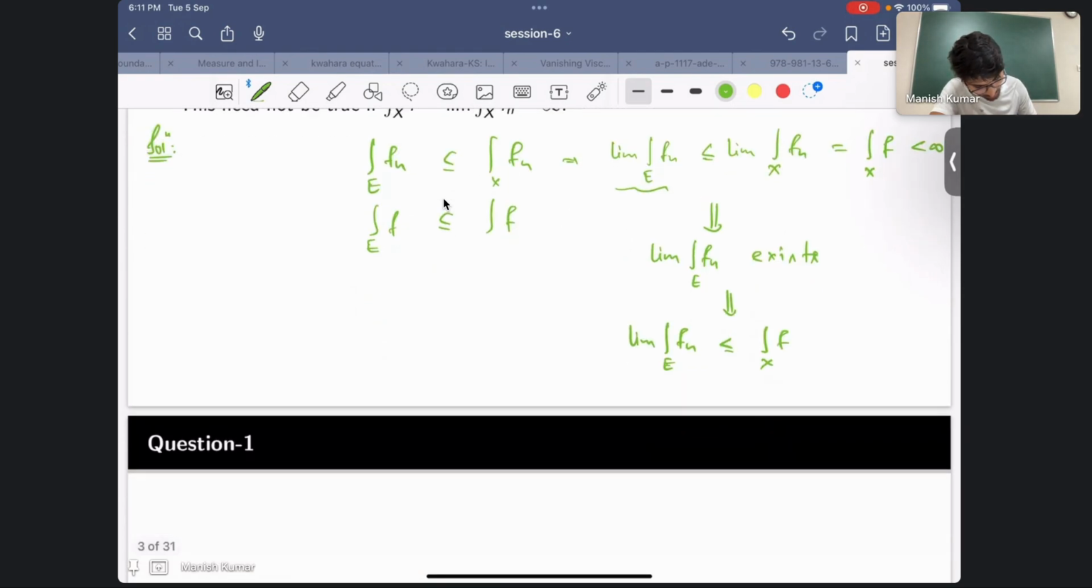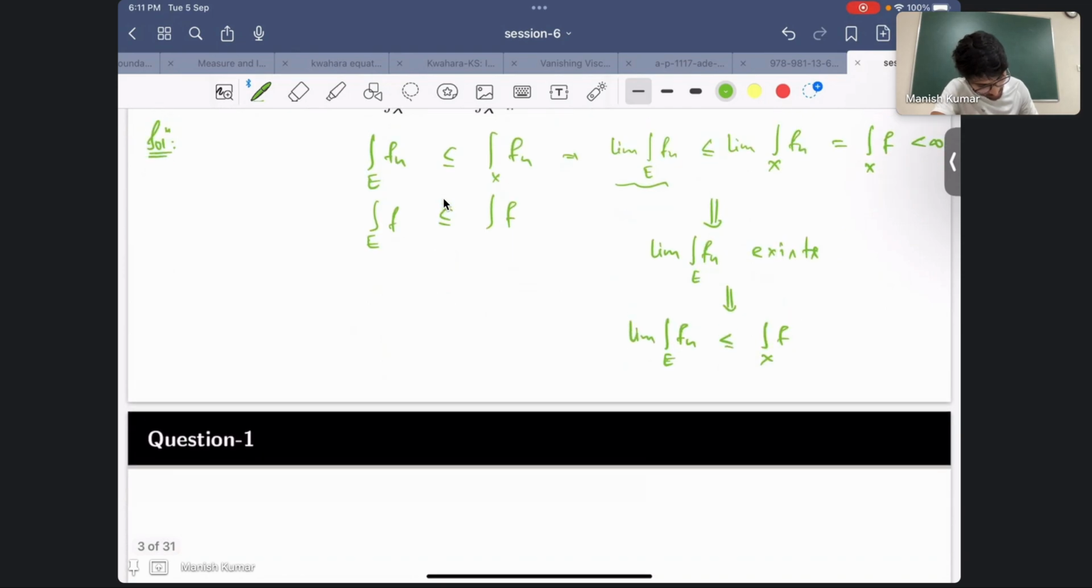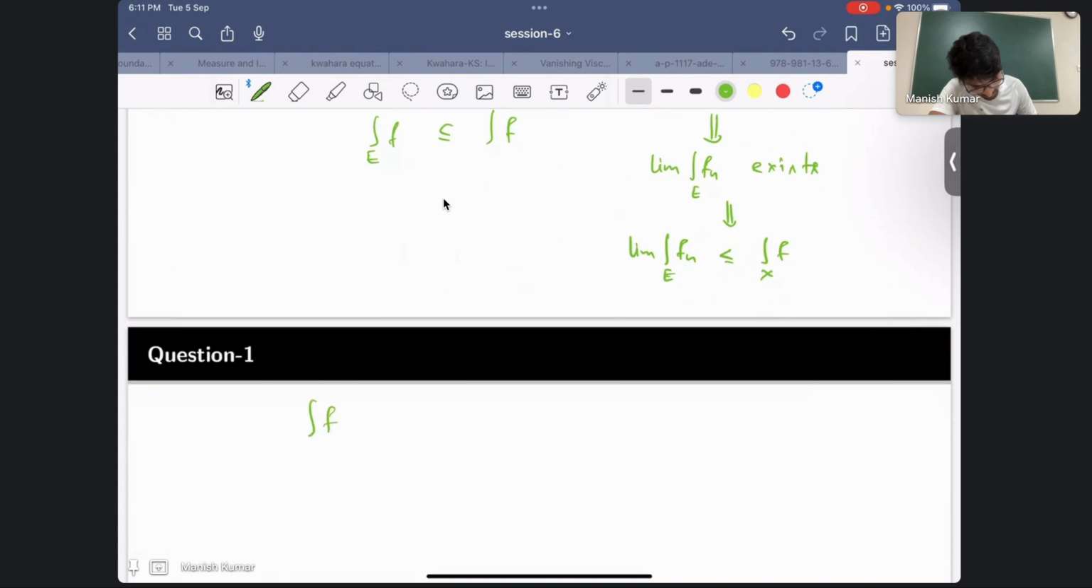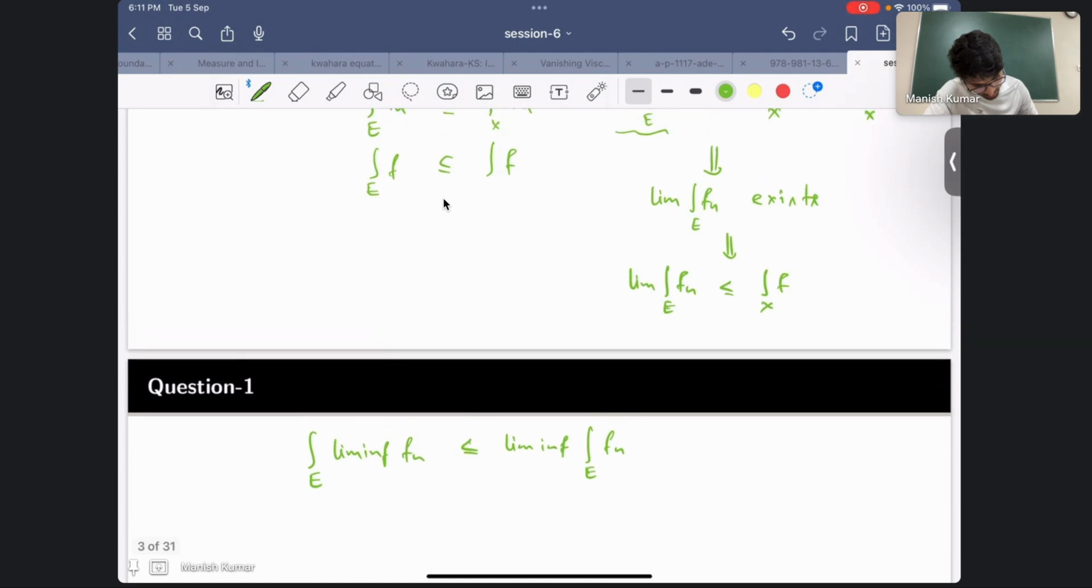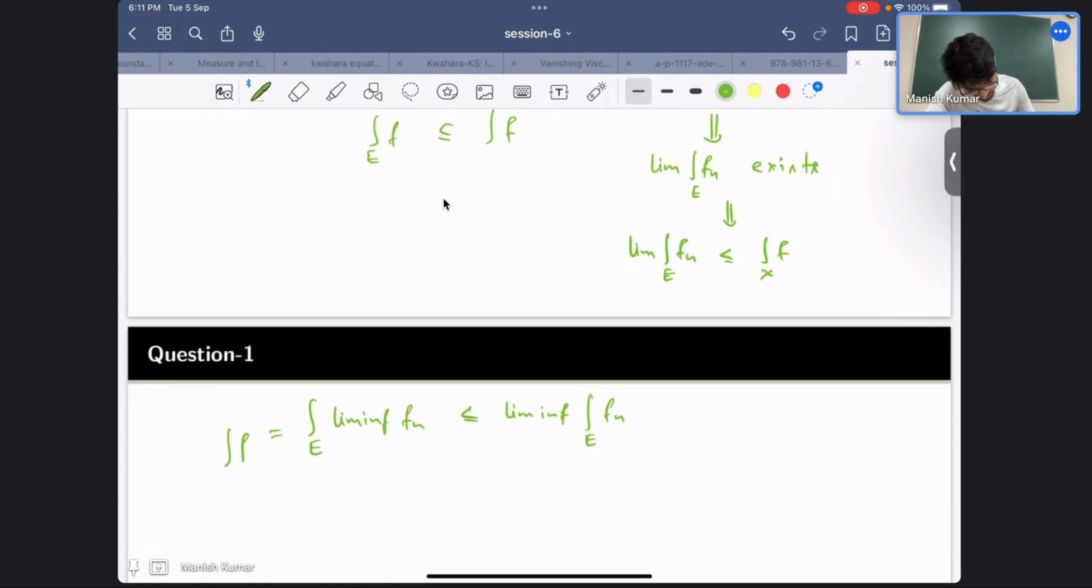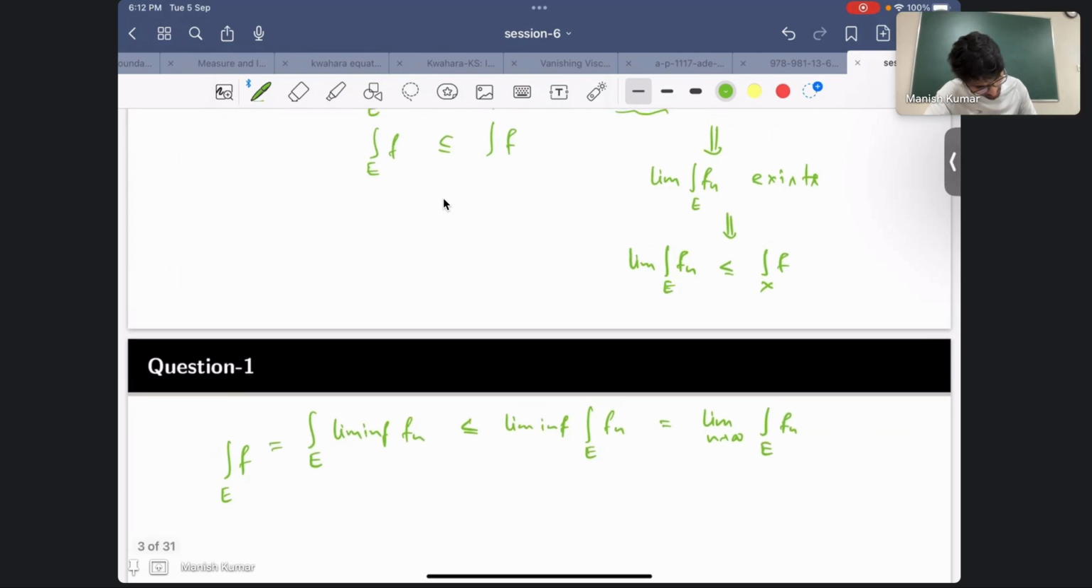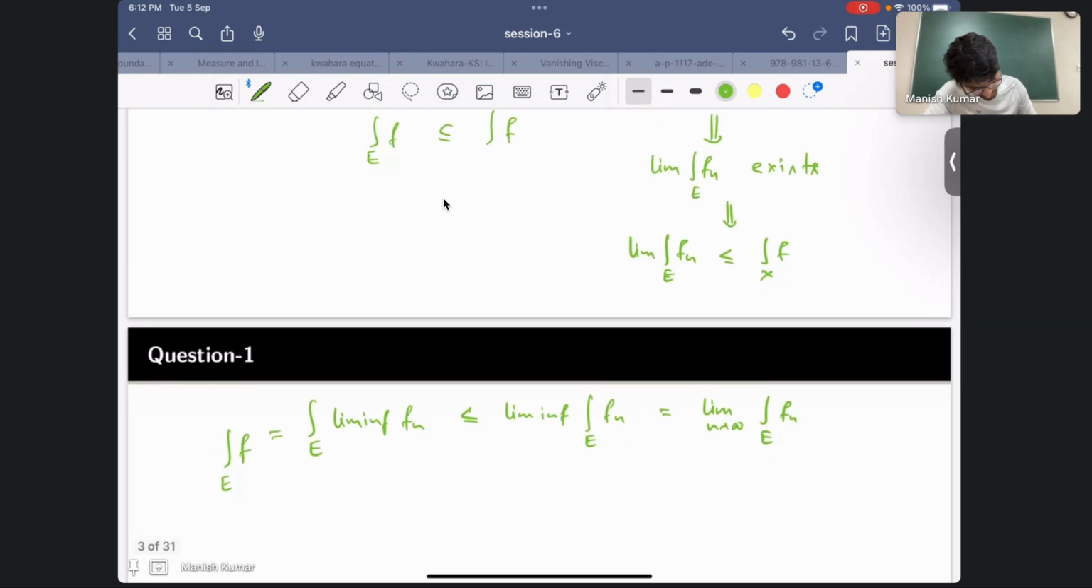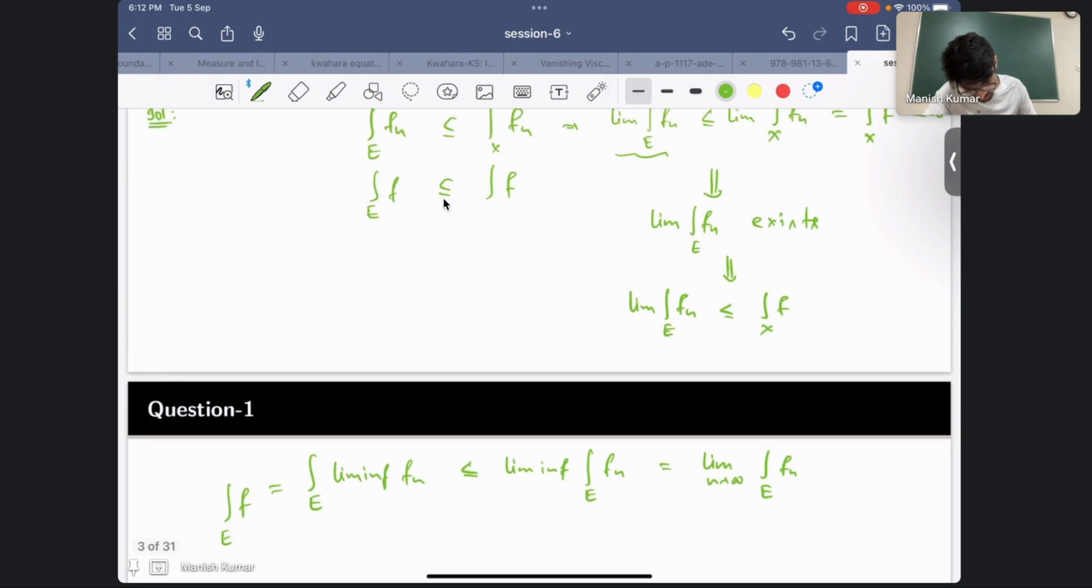Then we apply Fatou's lemma: the integral over e of the limit infimum of fn will be less than or equal to the limit infimum of the integral over e of fn. So you are taking both sides over e. The left-hand side is equal to the integral of f because fn converges to f pointwise, and the right-hand side is the limit as n tends to infinity of the integral of fn over e. If we also prove the converse, the inequality becomes equality. But sir, I am not able to prove the reverse part.